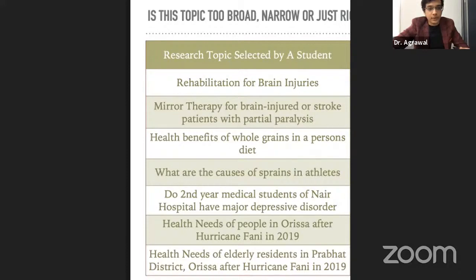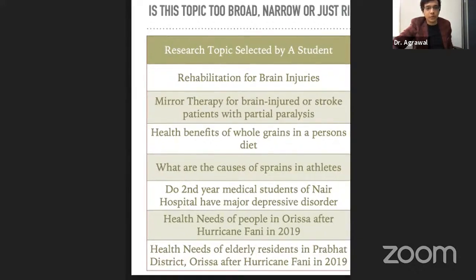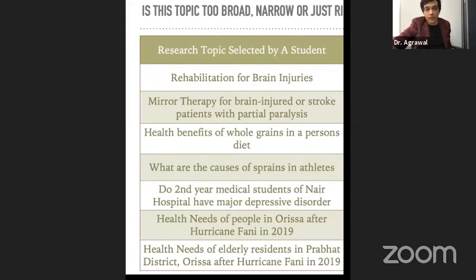What about, do second year medical students of Nair Hospital have major depressive disorder? What do you guys think about that? So when you're trying to determine whether a topic is too narrow or not, you need to understand whether or not it will provide utility to someone who's reading it. So will it make a difference to someone sitting in, say, Telangana or Hyderabad, if second year medical students of a particular hospital in a particular city have a major depressive disorder or not?